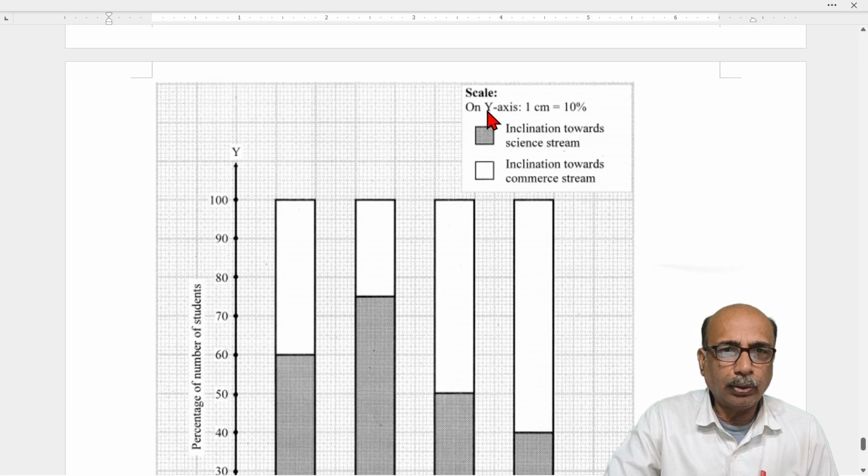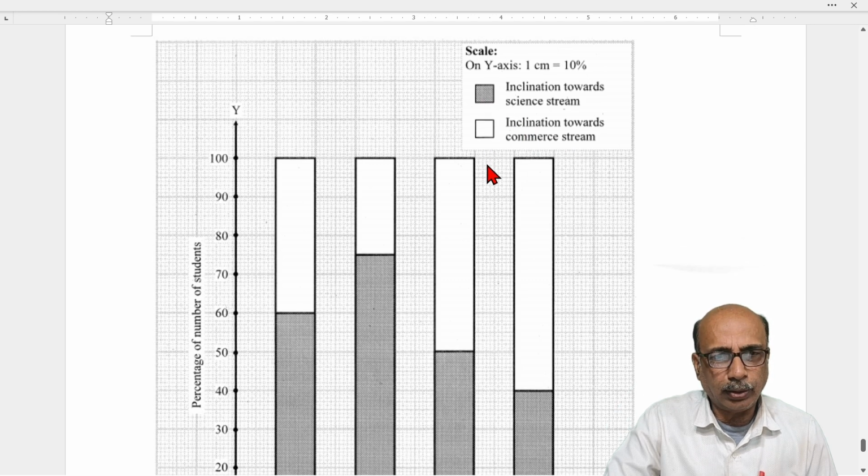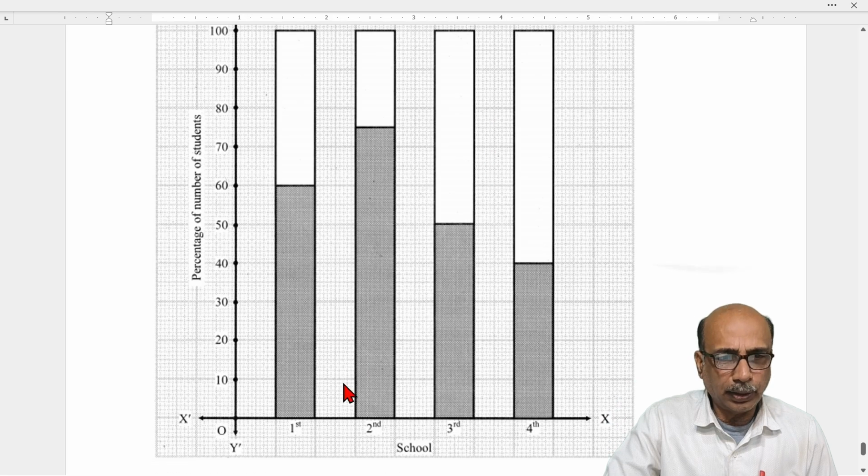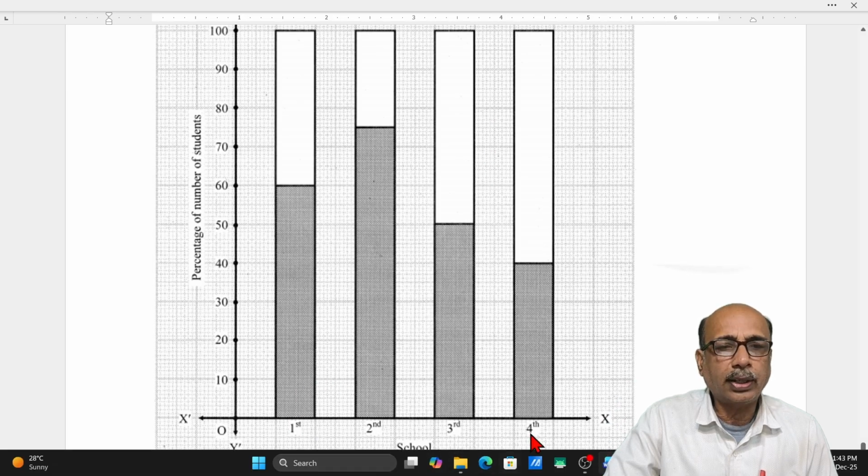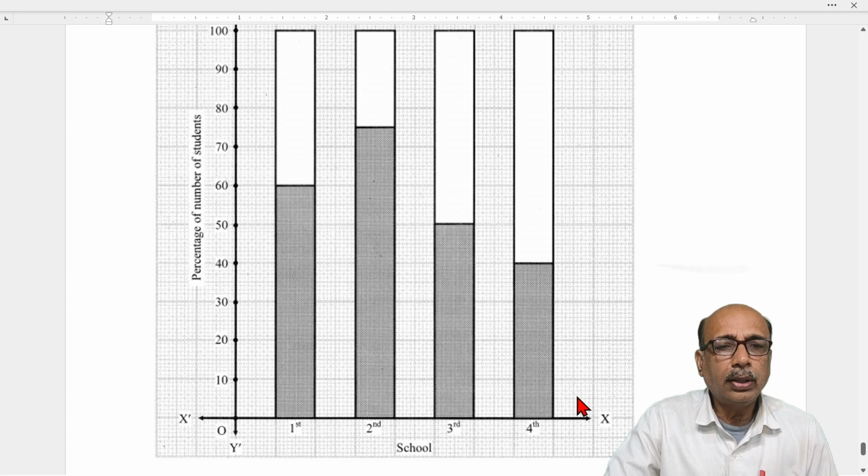Now you know how to take the scale. On y-axis, 1 centimeter equals 10%. Inclination towards the science stream with dark and inclination towards commerce stream with light or empty. So as per the table, on x-axis we are taking the school, first, second, third and fourth school. On y-axis we are taking the percentage of number of students.